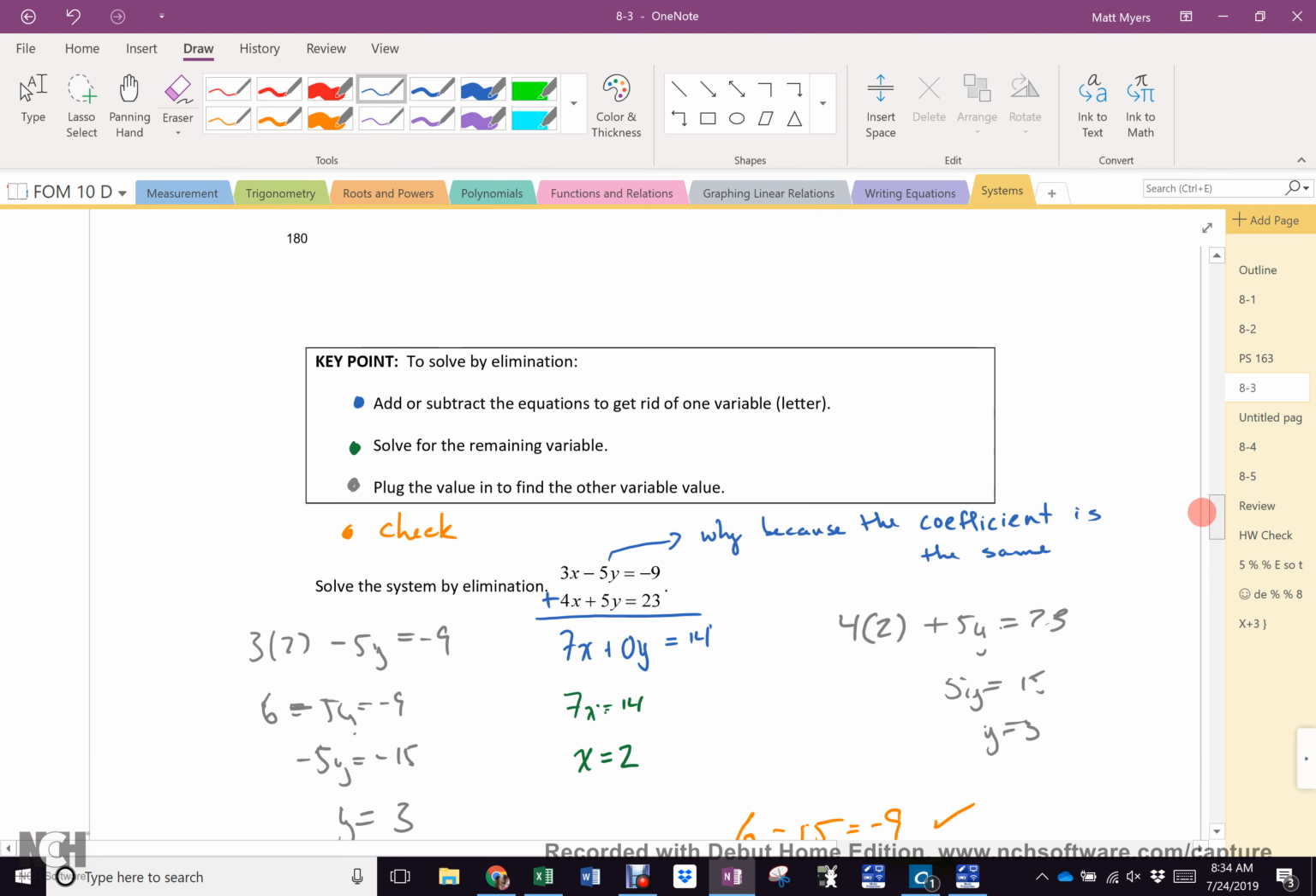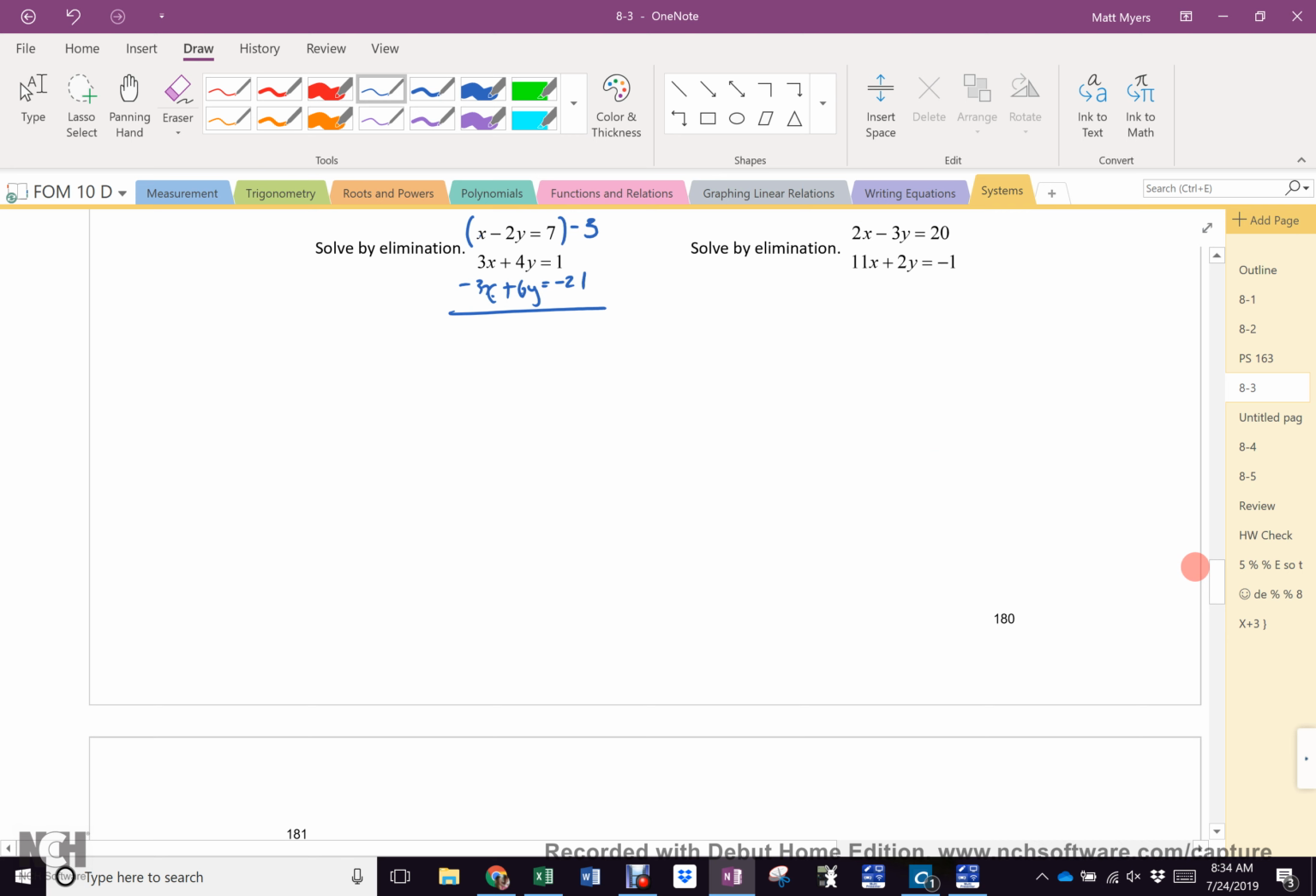Now, should I add or subtract? I should now add, shouldn't I? So, what is 3 plus -3? Gone. What is 4 plus 6? 10y equals, what is 1 plus -21? 10y equals -20. What is y? -2.